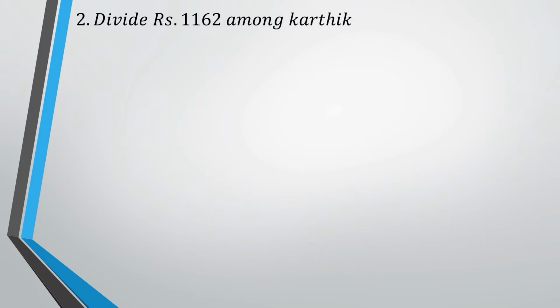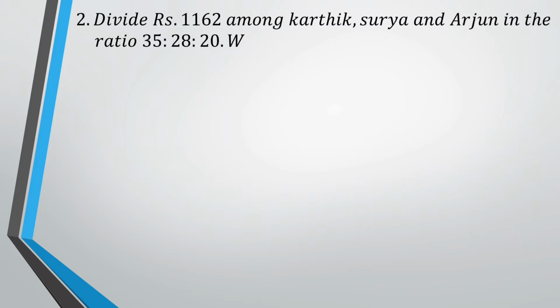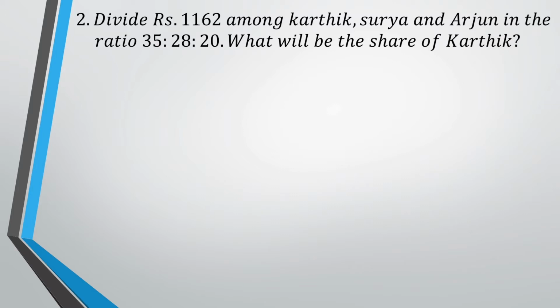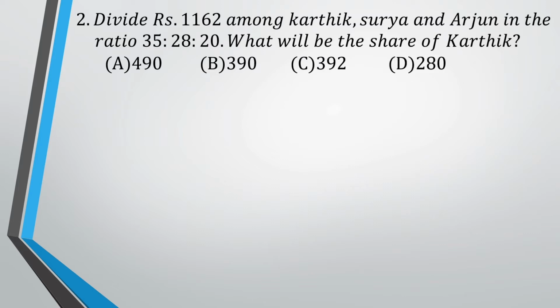So let's divide rupees 1162 among Karthik, Surya and Arjun in the ratio 35 is to 28 is to 20. What will be the share of Karthik? Options: A 490 rupees, B 390 rupees, C 392 rupees and D 280 rupees. So let's see the solution.